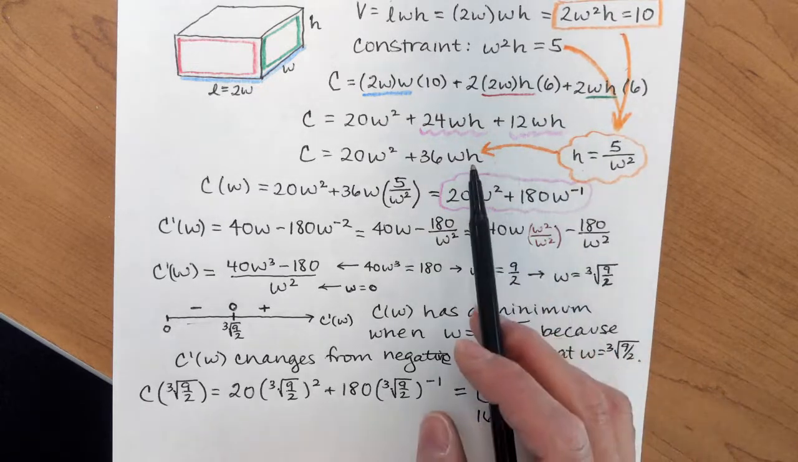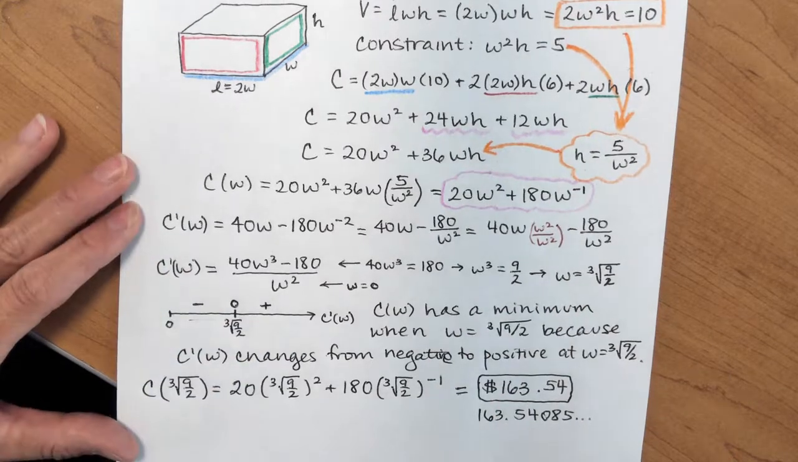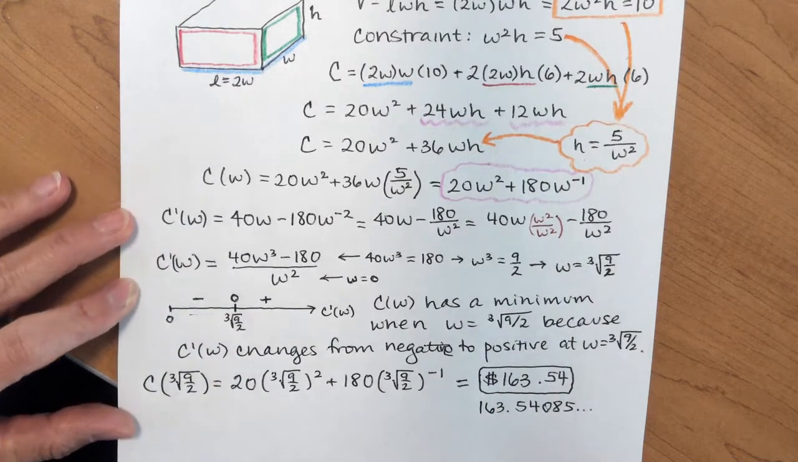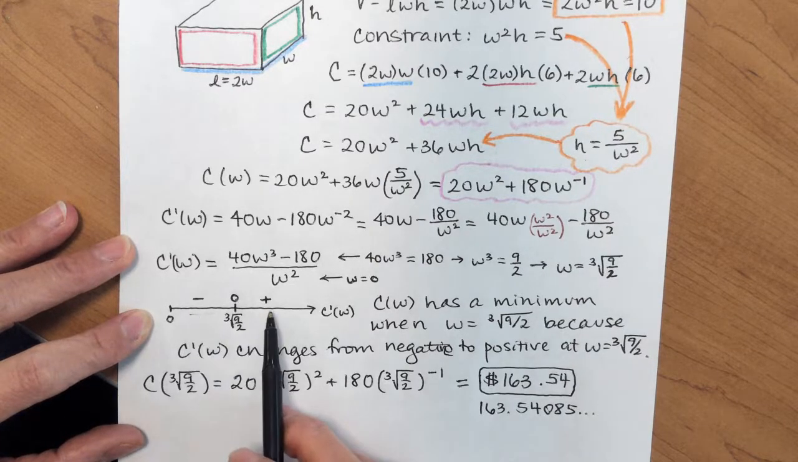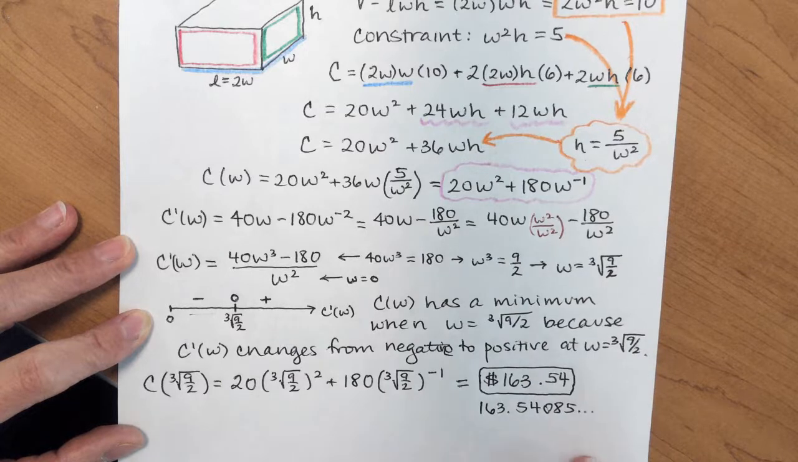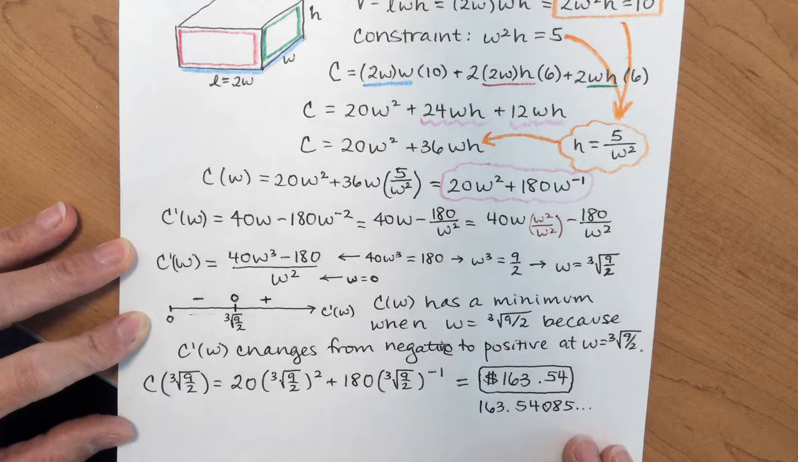So I eliminated h using the constraint equation. I took the derivative to find the critical values, found the critical value that represented a minimum for the function, and then went back and answered the question being asked, which is, what is the minimum cost?